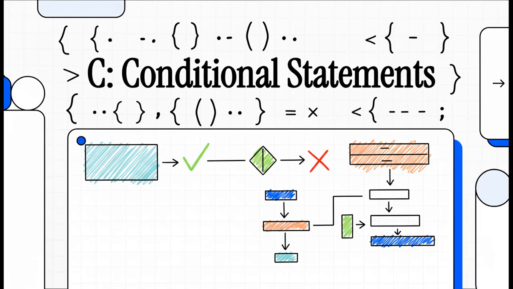Hey everyone, and welcome. Today we are diving into something that's, well, at the very heart of C programming, conditional statements. This is how you give your code a brain. Seriously, it's how you let it make choices, react to different situations, and solve actual real-world problems. So let's get right into it.